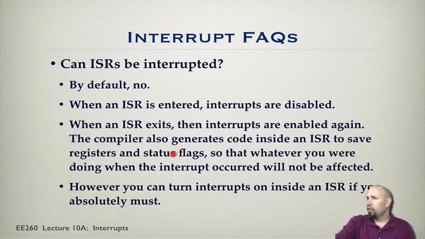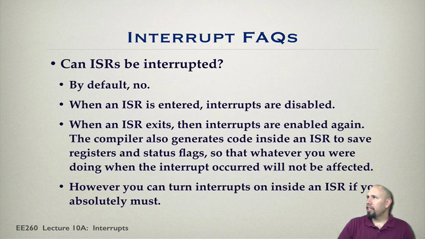In the Arduino IDE, the compiler generates code inside the interrupt service routine to save the registers and the status flags. Again, that's part of this notion of the interrupt service routine being transparent to the program, the loop program. You can turn on interrupts inside an interrupt service routine if you absolutely must. You can still do that. You can do SEI within your interrupt service routines.